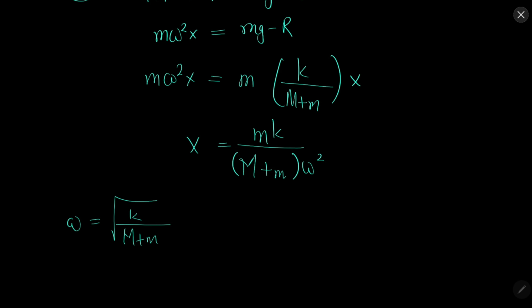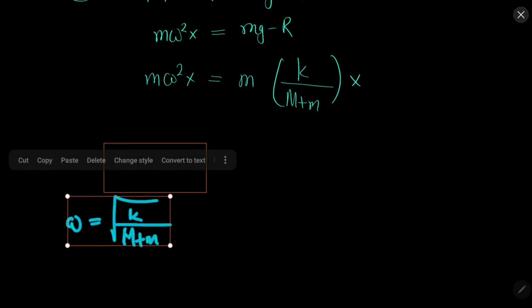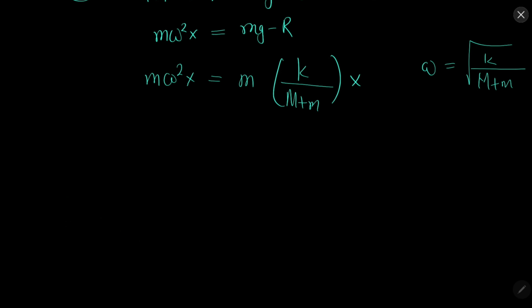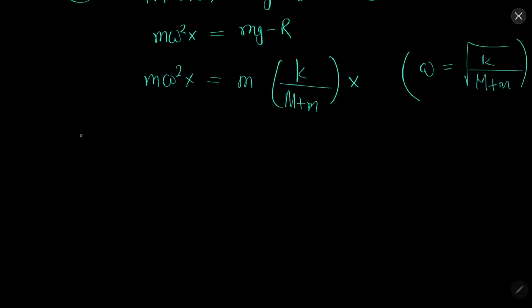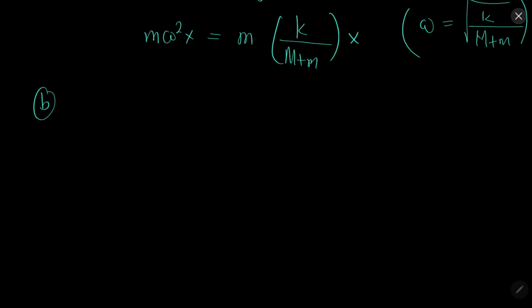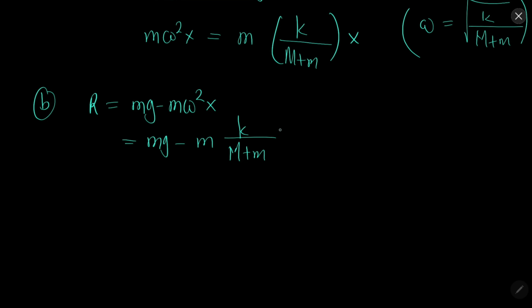There is x here also. Let me rewrite this, otherwise you will get confused. So this is because omega is this value. B part, R equal to mg minus m omega square x, mg minus m k over M plus m times x. So mg minus mkx over M plus m.